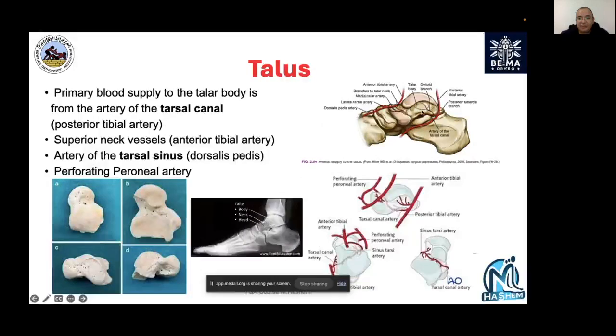Because as you see, the artery of the tarsal canal, the anterior tibial, the perforator peroneal, the artery of the sinus tarsi from the anterior tibial, all are in front of the body. And they go through these vascular foramina in the neck and go from the neck back to the body. That's why the body of the talus is the least supplied by blood, because it's a retrograde supply.